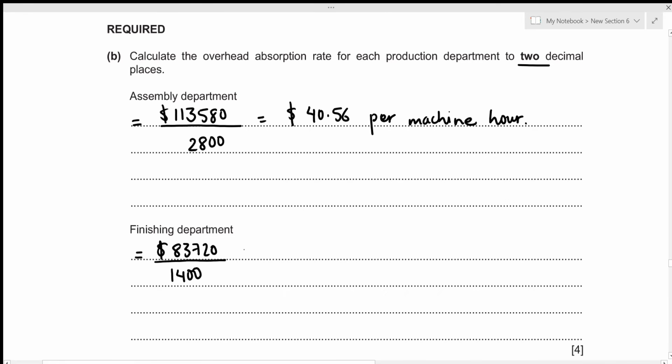Now this gives us 59.80. And we also need to write per labor hour. This is the overhead absorption rate for finishing department. This concludes the second part. Let's move on to the third one.